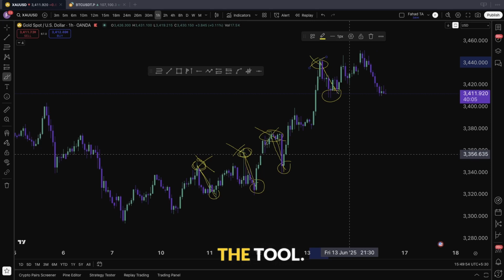Now let's get to the tool. Let's try to understand how you mark Fibonacci, and then let's try to understand a basic trading strategy using Fibonacci as well. Alright, so let's get started.